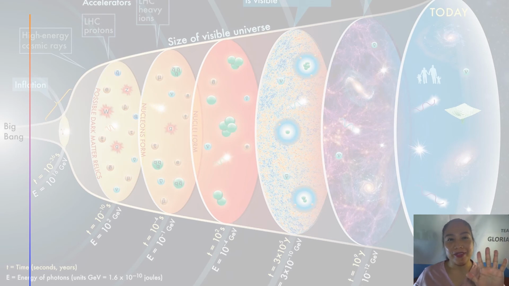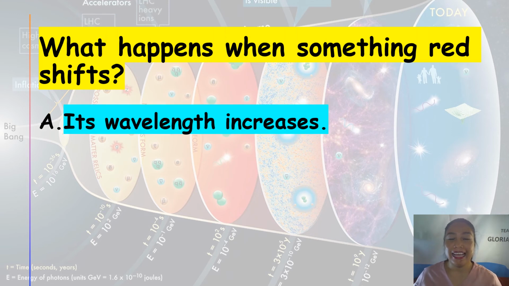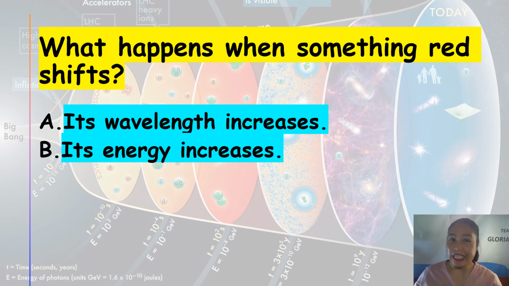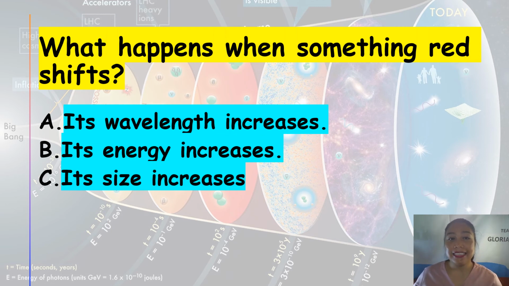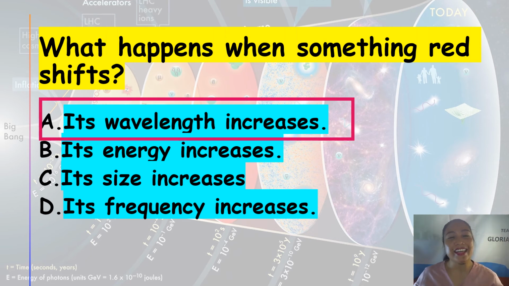Question number 5. What happens when something redshifts? A. Its wavelength increases. B. Its energy increases. C. Its size increases. Or D. Its frequency increases. Nice answer! It's letter A. Red has the longest wavelength in the visible region, so the shift to longer wavelength is called redshift.